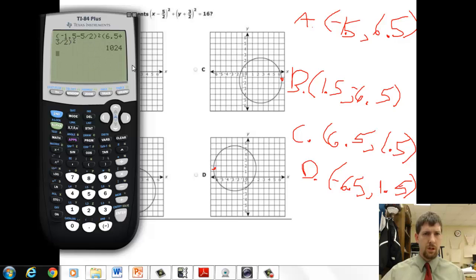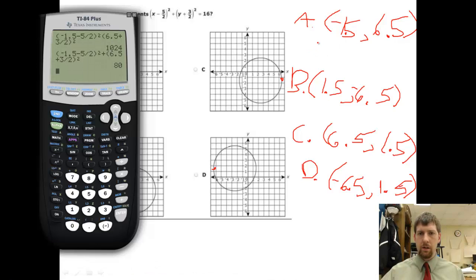Just double checking, make sure we keyed it in correctly. Oh, that's why we're way off. Make sure you get it typed in correctly. I should have had a plus sign. New calculator, getting used to it. Okay, so we get 80. So choice A ended up equaling 80. We can see that's not 16.